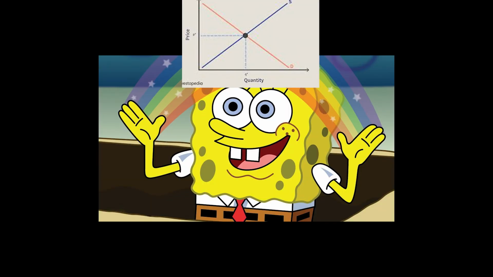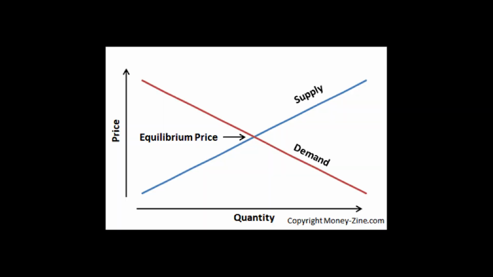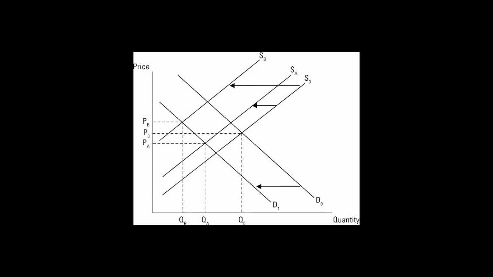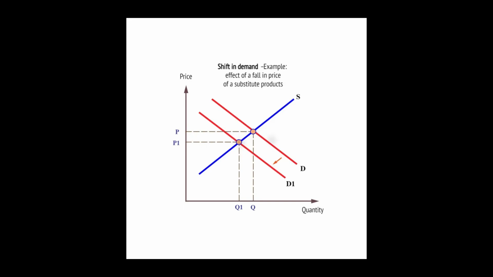Alright, little Richard. Now that you know everything you need to know, time to learn about equilibrium. Equilibrium is the point where the supply and demand graphs cross. There are also shifts in equilibrium when there are shifts in demand and supply. When supply or demand shifts down or up, it will create a shortage or surplus.